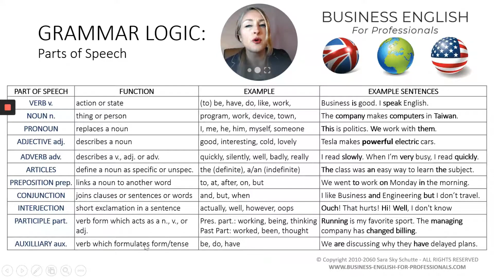Auxiliary: the verb which formulates the form or the tense. There are 3 auxiliaries in English: to be, to do, and to have. Those are the auxiliaries. And out of these 3 verbs, these form all other tenses and verb forms. Okay, so we'll take a look at how those work. We are discussing, okay, this is the present continuous, auxiliary to be plus verb plus ing. We are discussing, the auxiliary is indicated AUX period.